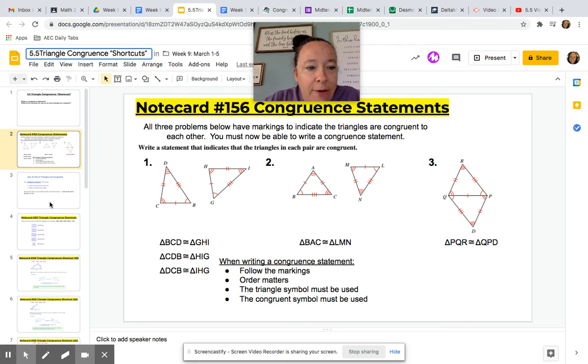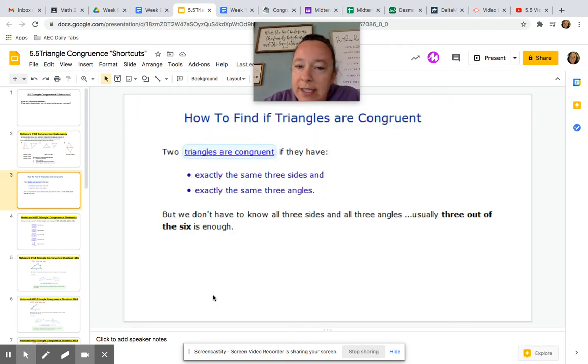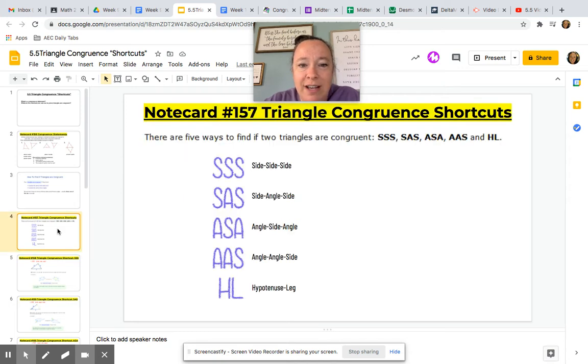All right. Now, the next thing I want to talk about is what you learned when you were doing the Thursday work. How do we know triangles are congruent? We have exactly the same three sides and exactly the same three angle measurements. But we don't have to know them all, which I alluded to earlier. We have some shortcuts. So this is note card 157, the triangle congruent shortcuts, where we only have to know 3 things out of the 6, and we then can conclude that they are congruent. There are 5 ways: side, side, side; side, angle, side; angle, side, angle; angle, angle, side; and hypotenuse leg.